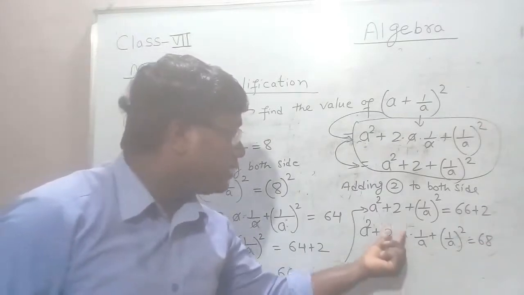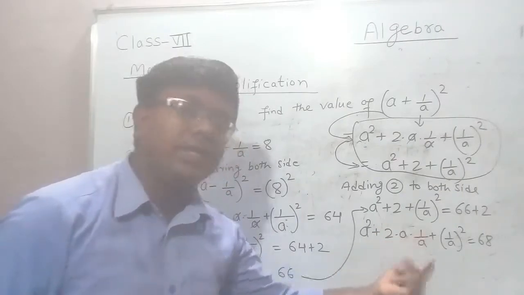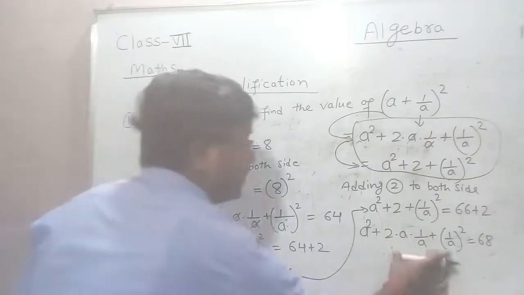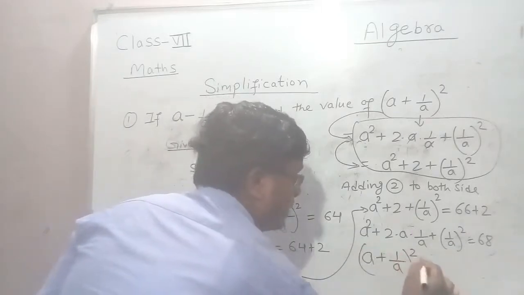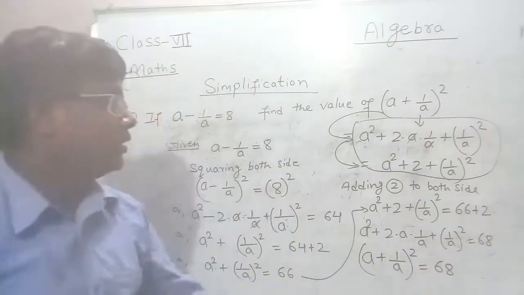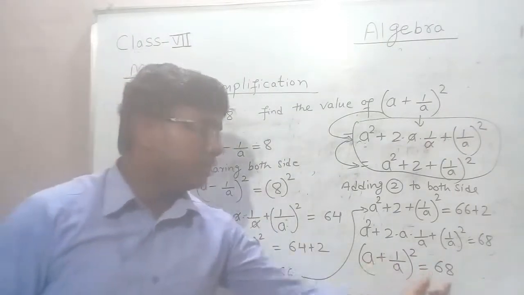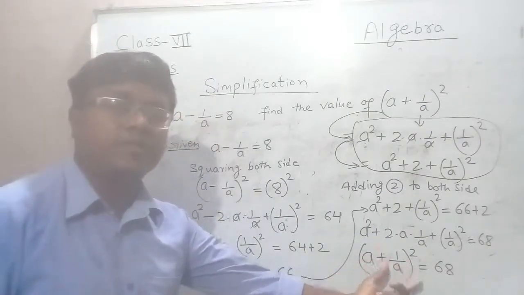So 2 means 2 into 1. In the place of 1 we can write a into 1 upon a. So what did we get here? (a plus 1 upon a) whole square is equal to 68. So (a plus 1 upon a) whole square is equal to 68. This is the value of (a plus 1 upon a) whole square.